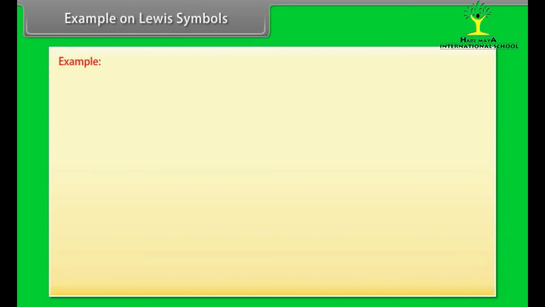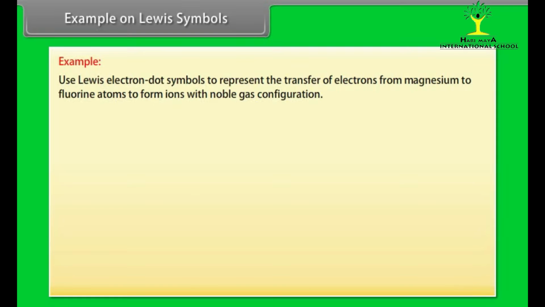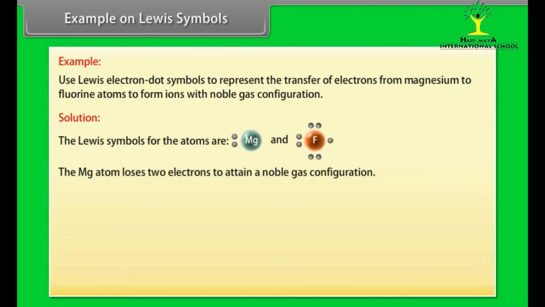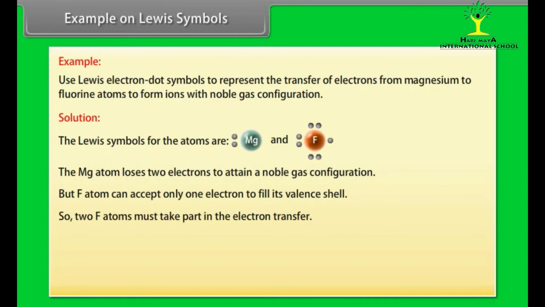Example on Lewis symbols. Let's take an example on Lewis symbols. Use Lewis electron dot symbols to represent the transfer of electrons from magnesium to fluorine atoms to form ions with noble gas configuration. Let's see the solution. The Lewis symbols for the atoms are: the Mg atom loses 2 electrons to attain a noble gas configuration, but the F atom can accept only 1 electron to fill its valence shell, so 2 F atoms must take part in electron transfer. We can represent this electron transfer as follows.